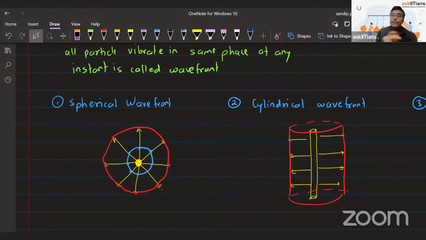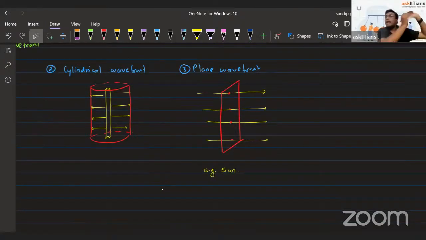The sun's wavefront is not a spherical wavefront, even though it is sending the light in all the possible directions. Because the sun as a light source, we consider it to be at an infinite distance, a long distance, right? And the light beams coming from a long distance are considered to be parallel. Therefore, they are going to give us the plane wavefront, right?